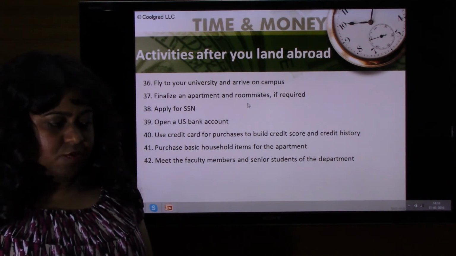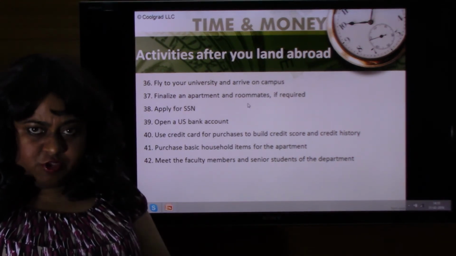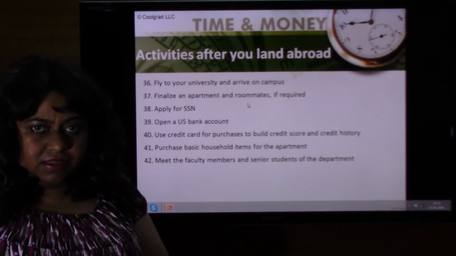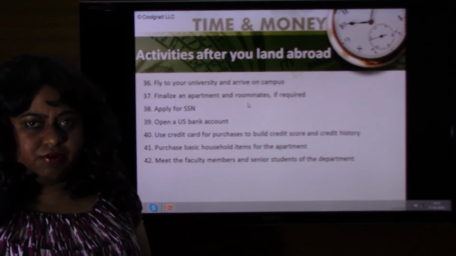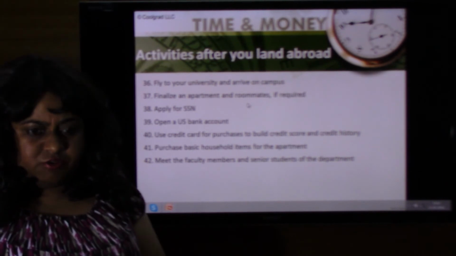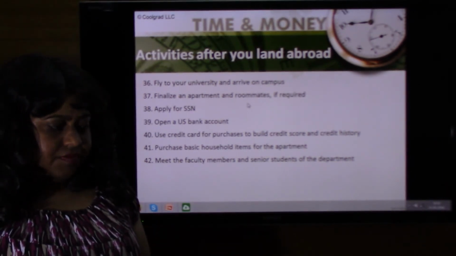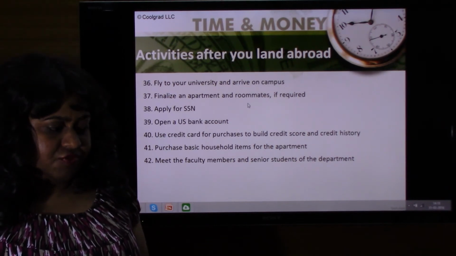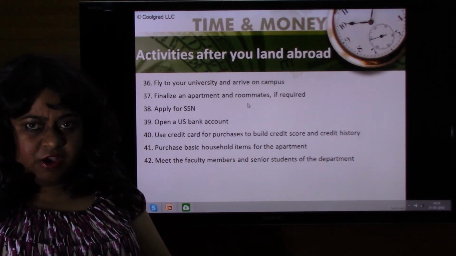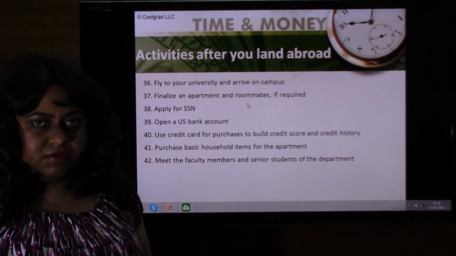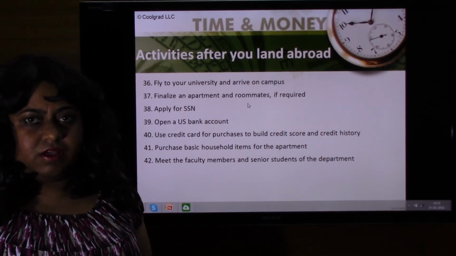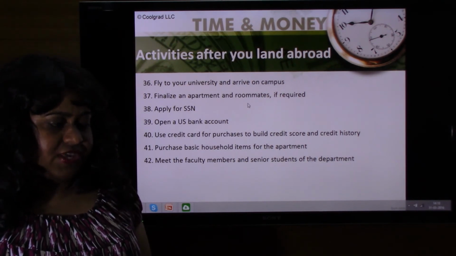Finalize your apartment and roommates if required. Apply for your social security number or the equivalent in that country. If it's in the US, open a bank account. Whichever country you are in, you have to open a bank account there. And use a credit card for purchases to build a credit score and credit history. So purchase basic household items for your apartment. You need laundry detergents and soaps and all these things for your apartment, groceries.